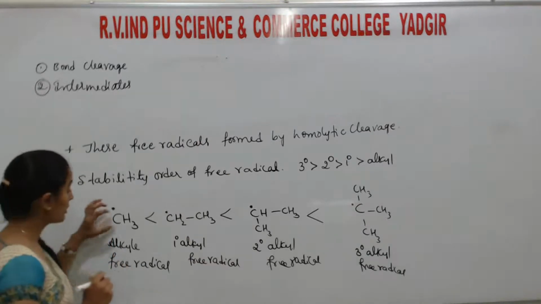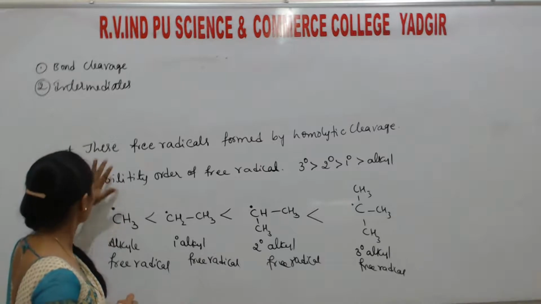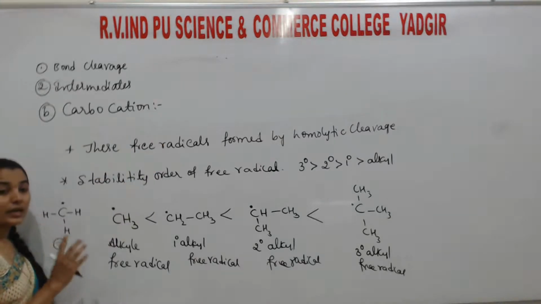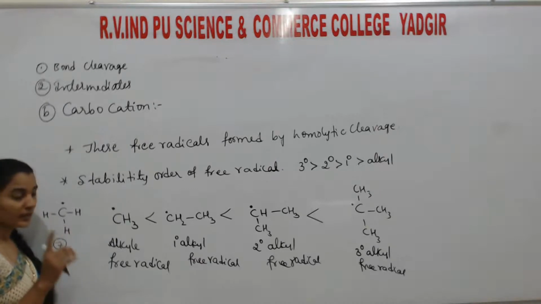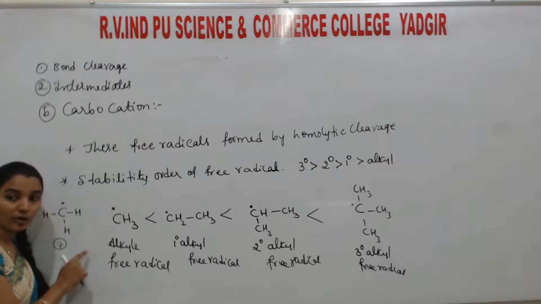So remember students, carbon with the 7 electron system is called as carbon free radical. It is different for different atoms.